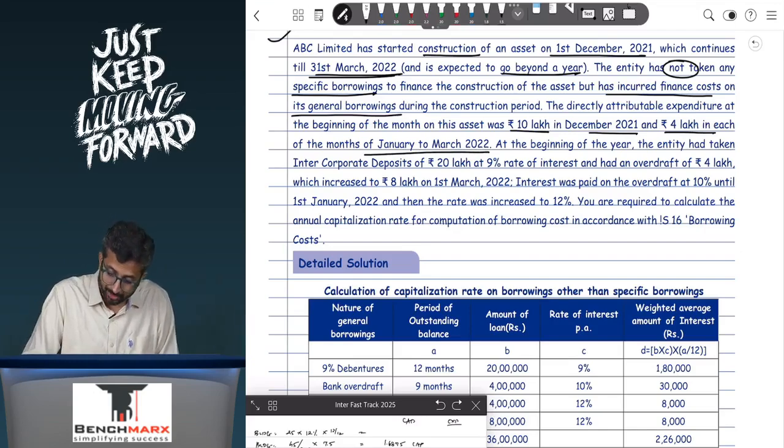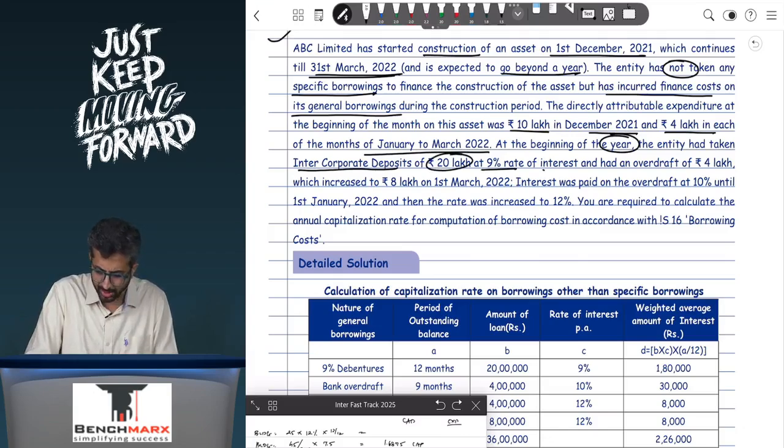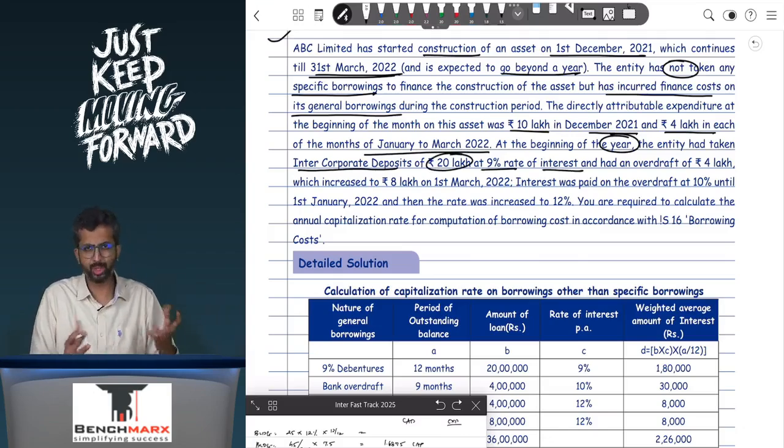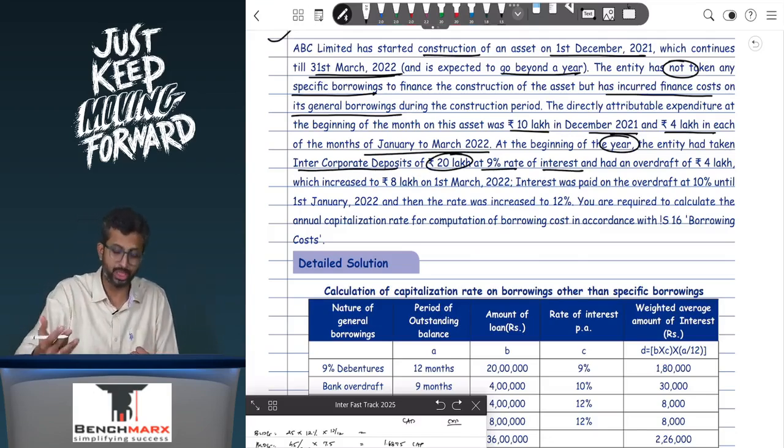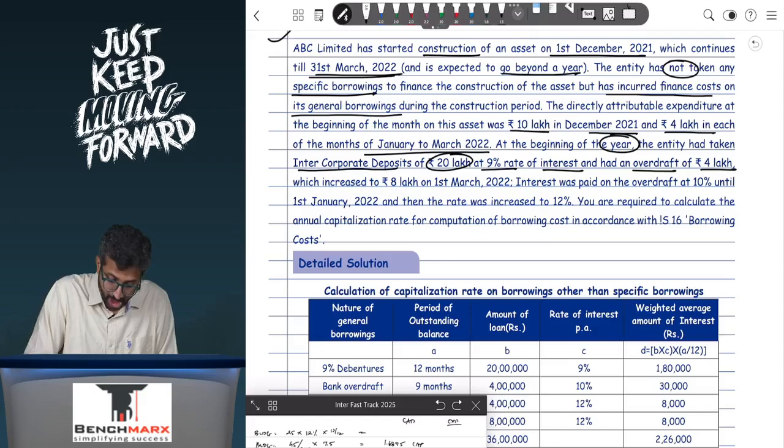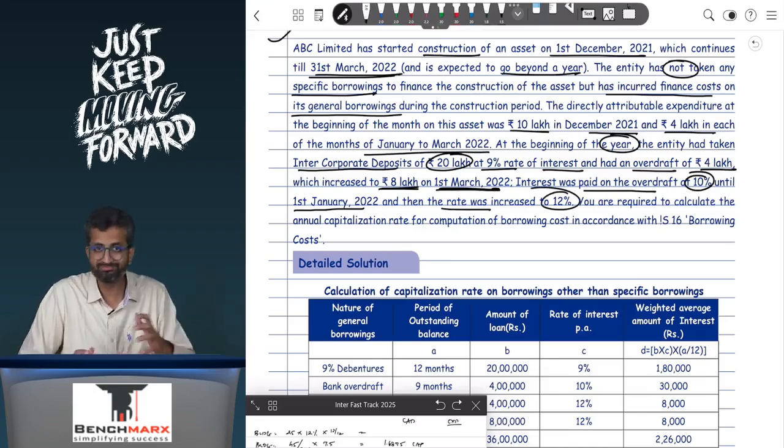At the beginning of the year, the entity had taken an intercorporate deposit of 20 lakhs at the rate of 9% rate of interest. So this is also a borrowing. Maybe it's an intercorporate deposit, you have to pay interest. So this is also general borrowing, and an overdraft of 4 lakhs, which increased to 8 lakhs on 1st March 22. So your overdraft is changing. And interest was paid on the overdraft at 10% until 1st January 22, and then the rate has increased to 12%. So this is a little complicated, this part.